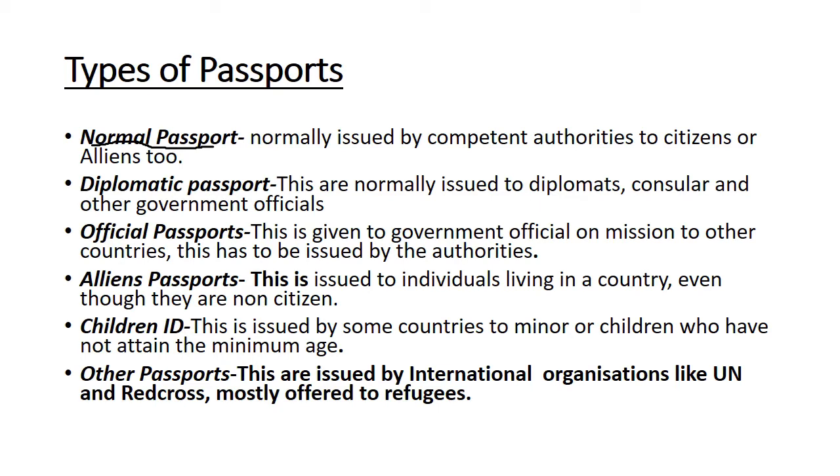Now we have aliens passport. This one is of course issued to non-citizens, or what we call aliens. Children ID. This one is popular in Germany. It is issued to minors and children who have not attained the minimum age. Then we have other passports. These are issued by international organizations like UN and Red Cross, mostly offered to refugees.